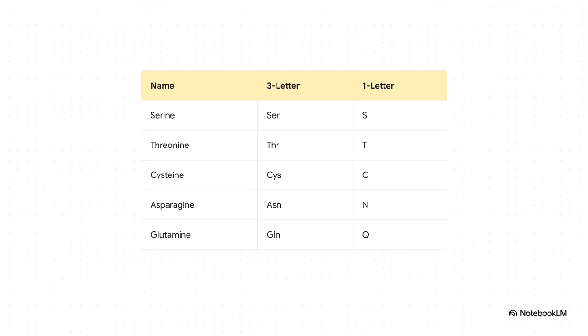So the polar pals are serine, threonine, cysteine, asparagine, and glutamine. The memory trick here is a fun one. Santa's team crafts new quilts.